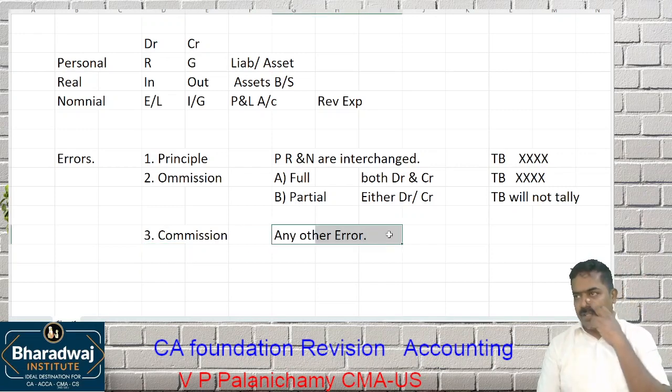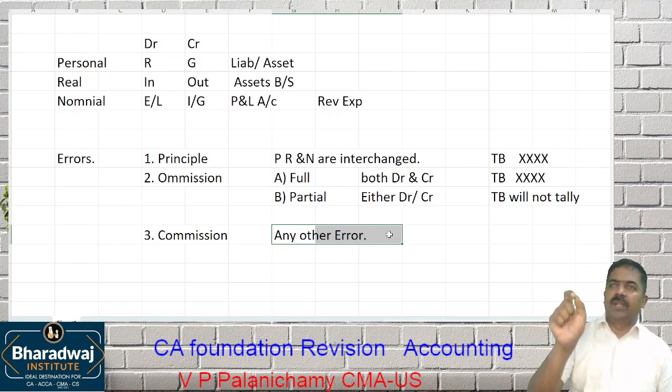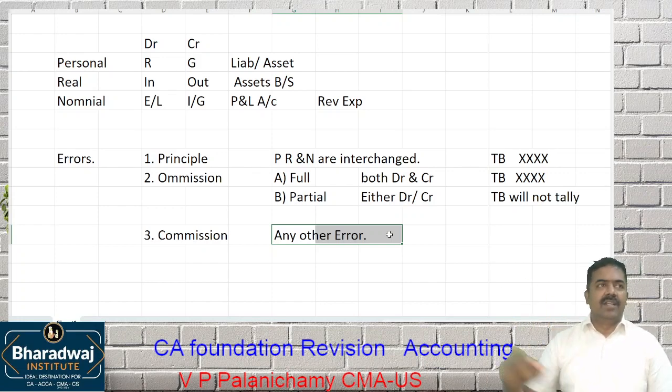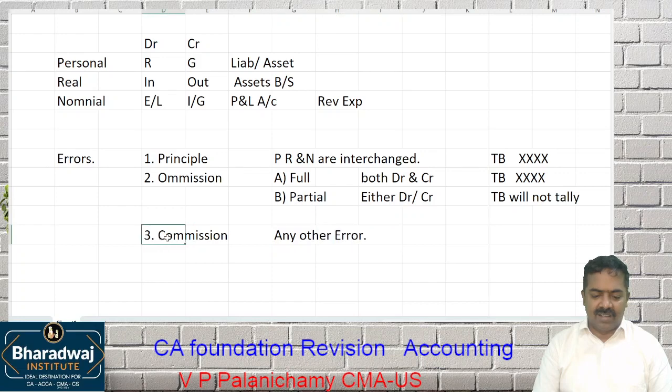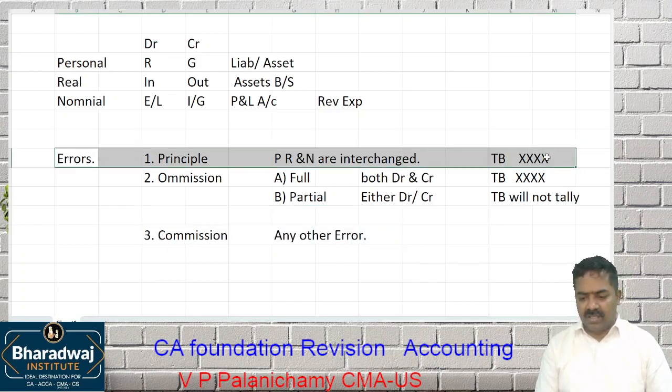Errors of commission. Instead of debit total, you take it as credit total. Instead of credit total, you take it as debit total. Withdrawals recorded as purchase deposits. Personal withdrawals taken as, for example, official withdrawals. All those things are called which one? Errors of commission. Clear? So these are the three types of errors.